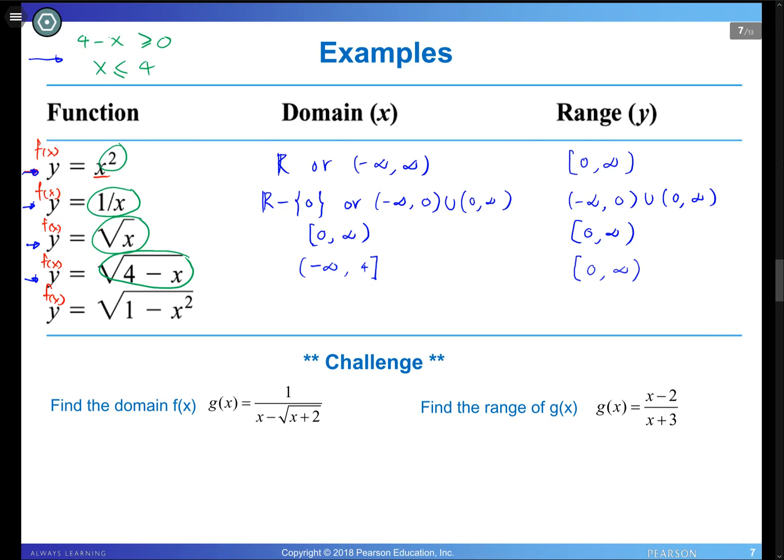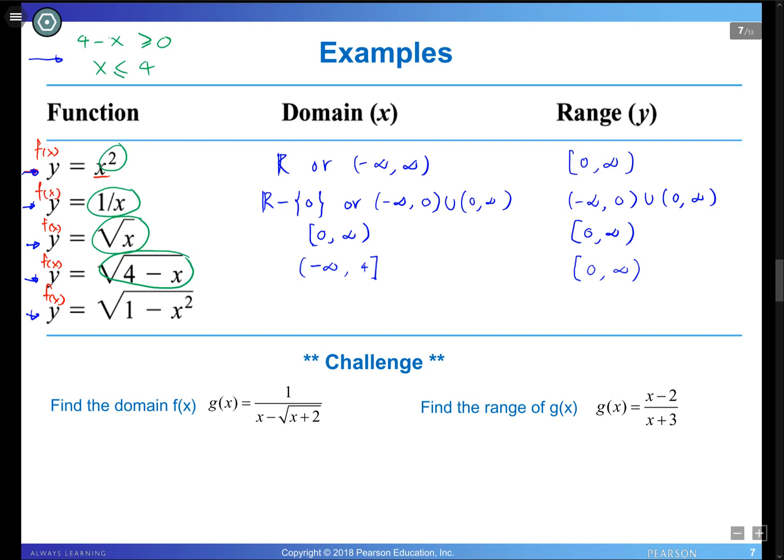Okay, last one for the domain and range. I speak fast, sorry about that, but this is easy stuff. You have done this before, so I'm going to try to go a little bit on the faster side here. So let's take a look. We have this function, f(x) equal to square root of 1 minus x squared. And we want to find out about the domain set of this.